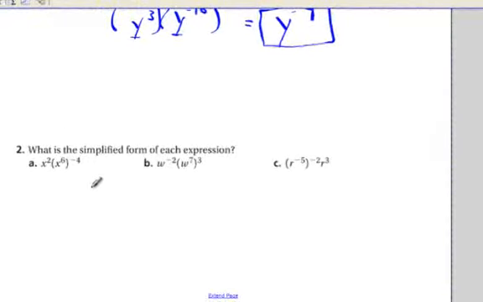Alright, let's try and clean some of these up. If you think you have the idea here, I want you to pause it and then start to play it again to check your answers.